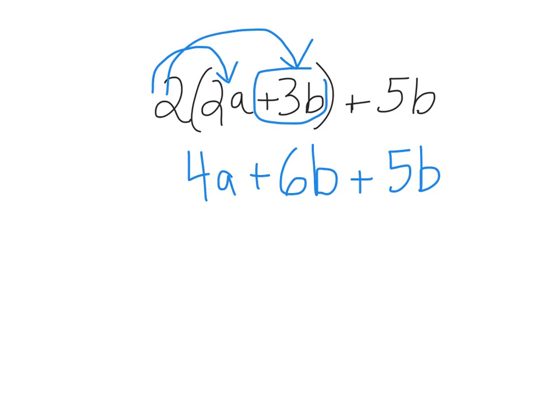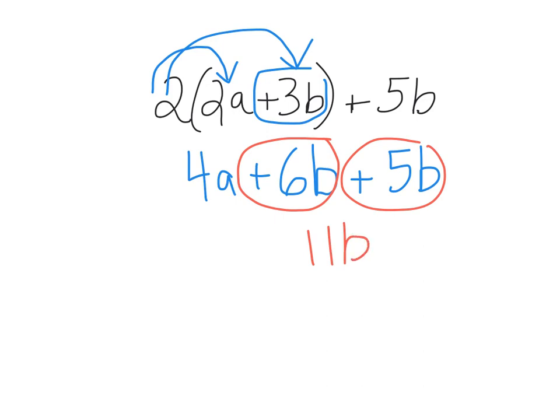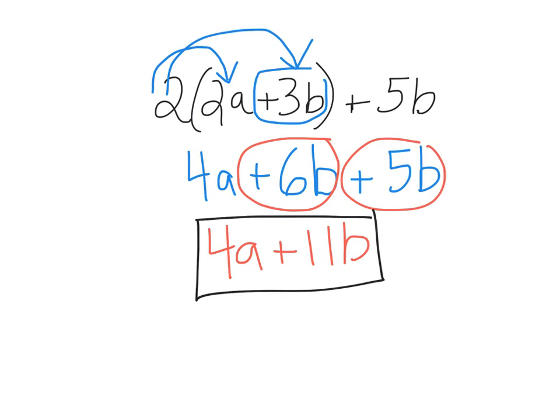What can I put together? I could put this term together with this term. So 6 plus 5 is going to be 11b. And then I have 4a over here. And since that's a positive 11b, that's going to be plus 11b. So final answer, simplified expression, 4a plus 11b.